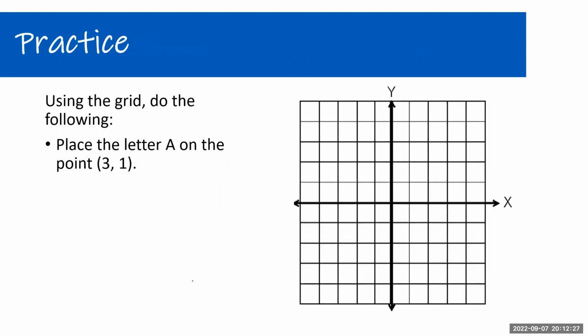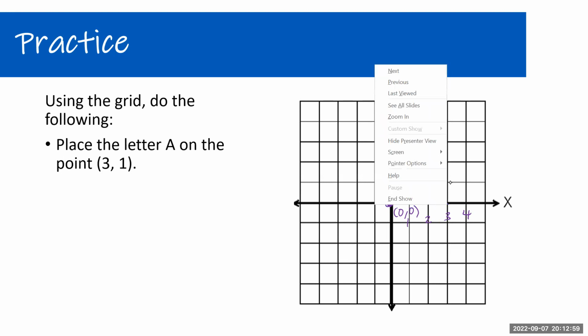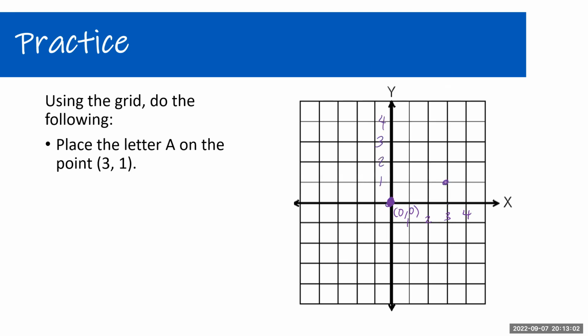Let's get some practice here, okay? Remember that they are going to be intersecting here at 0, 0. So this is going to be point 0, 0, okay? If we want to place the letter A on the point 3, 1, now assuming that this is 1, 2, 3, 4, etc. Okay, 1, 2, 3, 4. So each block is a unit. And we're going to point 3, 1. We're going to go over horizontally to 3 and up to 1. So right here is the letter A. Okay.